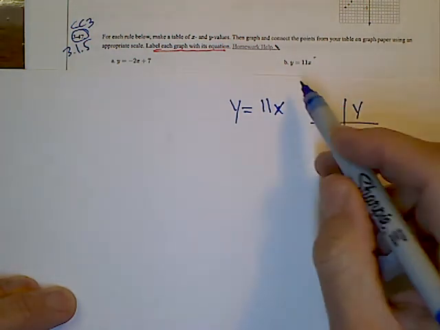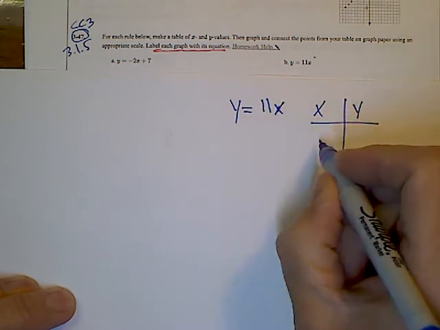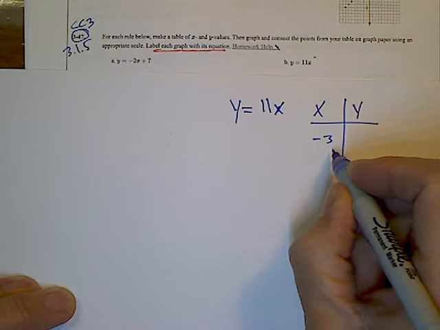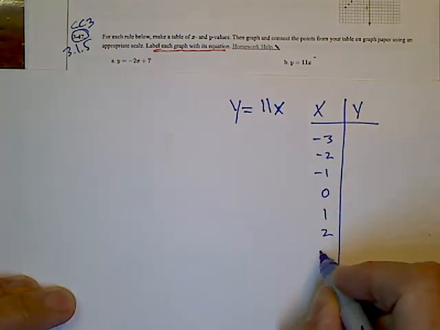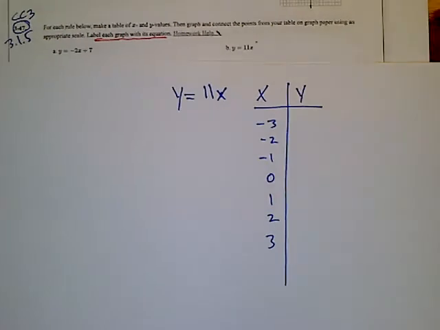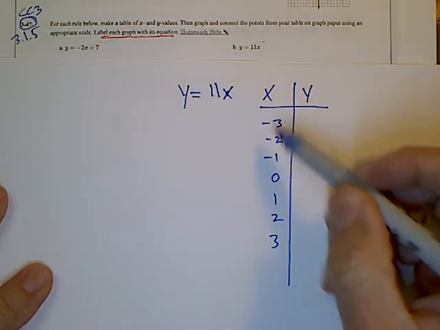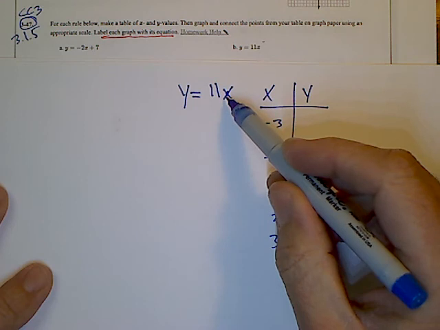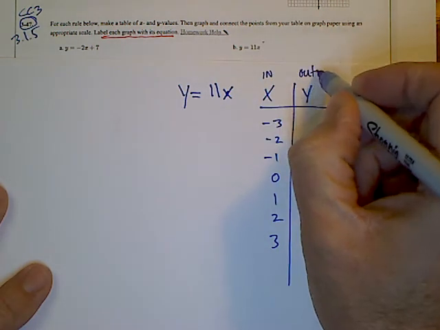So the first thing is my x and y table, picking your values. I kind of stick with the values of -3, -2, -1, 0, 1, 2, 3, just to give 7 points that I can see on the graph. And from there, plugging in each of these values, so -3 into the x. This is the input and this is the output.